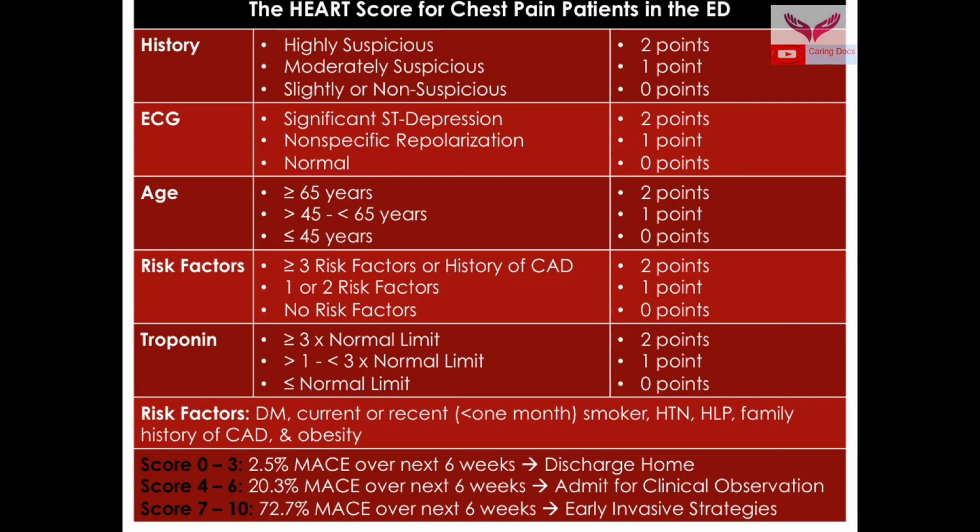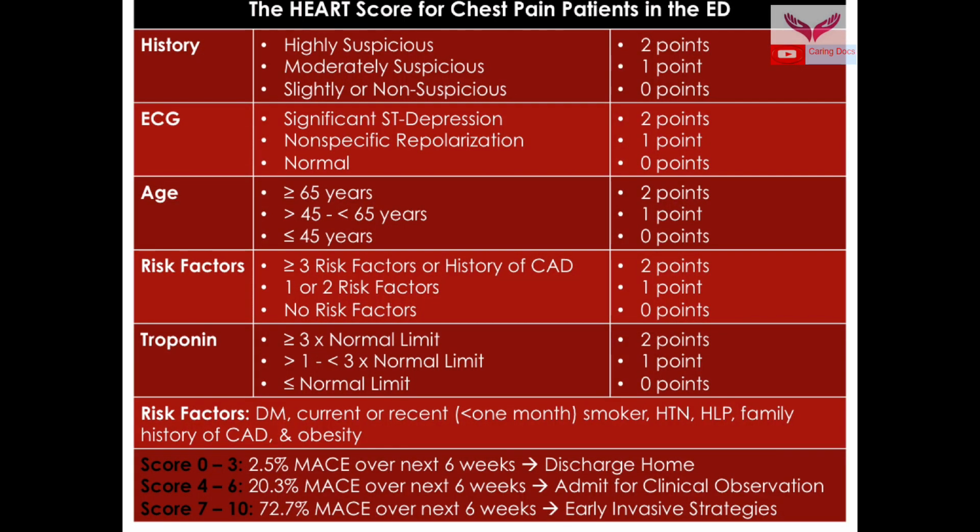This is a HEART score for chest pain patient in emergency department. We have categorized based on history, ECG, age, risk factor, and troponin. If we get score between 0 to 3, then there are chances of 2.5% MACE over next 6 weeks. If the score is 7 to 10, there are 72.7% chances of MACE over the next 6 weeks, and these patients require early invasive strategies.